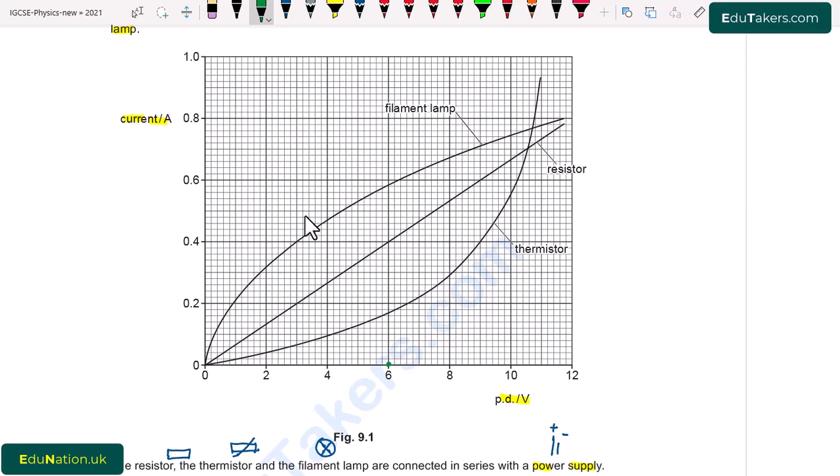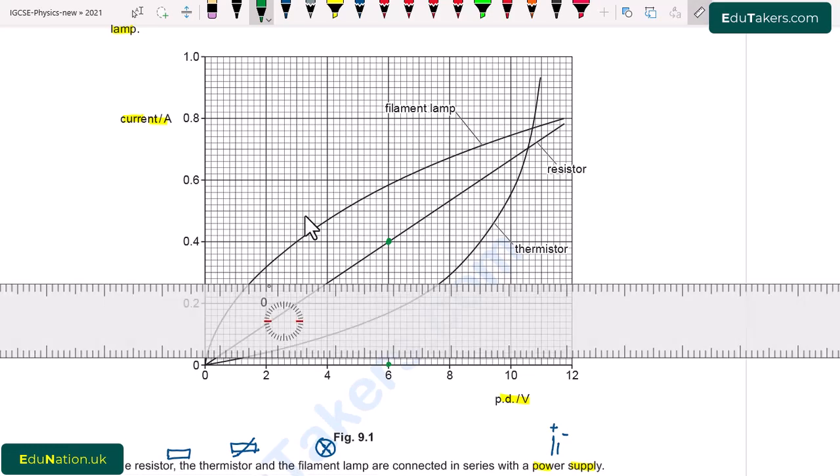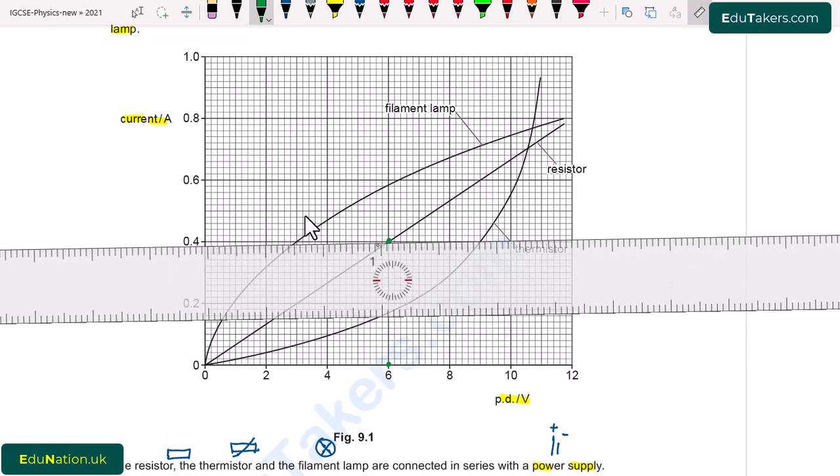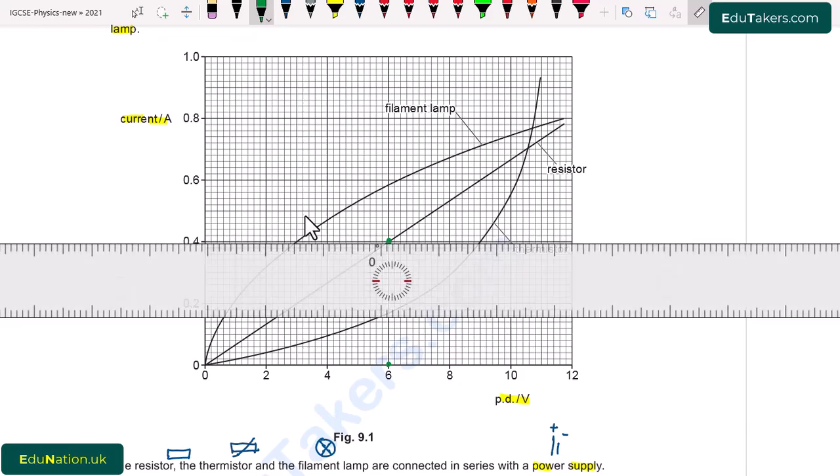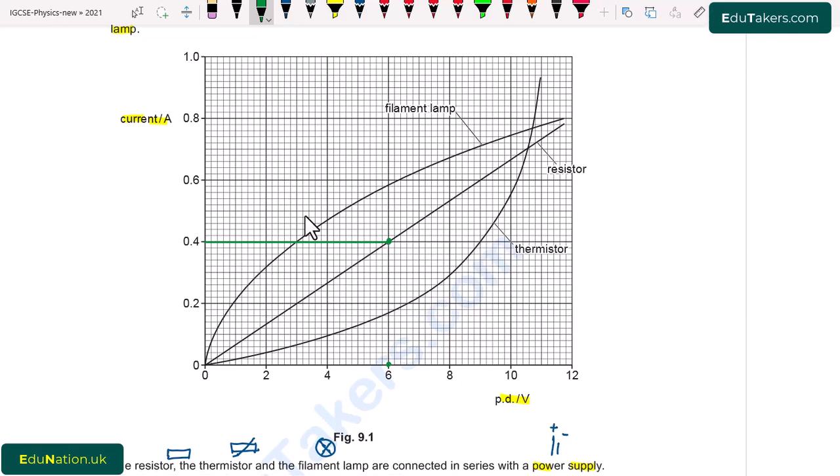We have to calculate its corresponding current and we drop this line on the y-axis. And this gives the current value, that is 0.4. So when potential difference, I suppose it is equal to V1, it is 6.0 volt. The current is 0.4 ampere. Now we know the value of potential difference and current.